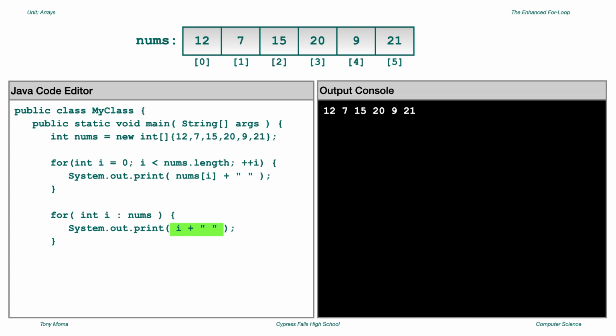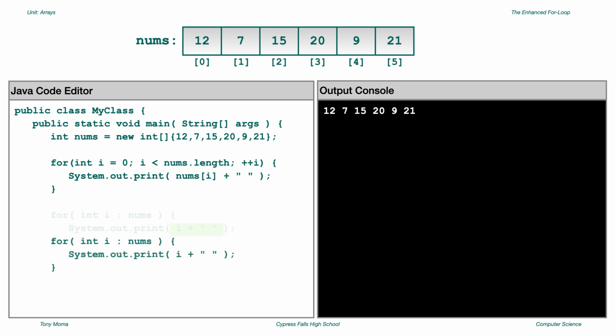Once again, notice that instead of typing nums bracket i, I simply typed i, because with an enhanced for loop, the loop variable is not the index of the element. The loop variable is the actual element itself. Thus, when we execute this for loop, well, before I execute it, let me first insert an empty println statement in between the two for loops. This is just to drop the cursor down so that all my code won't be on just one line.